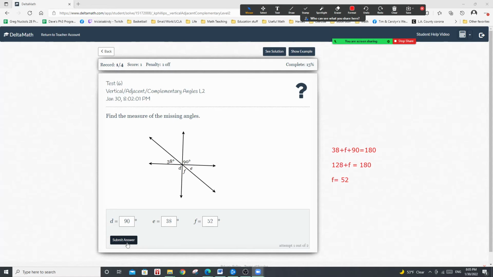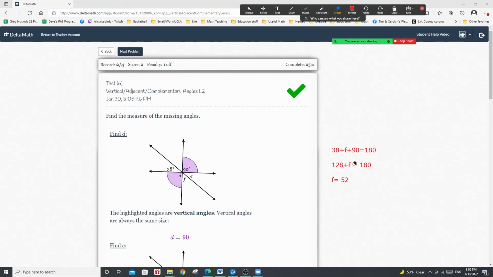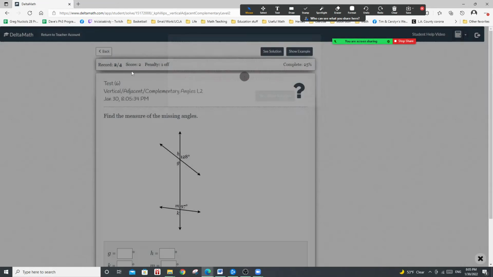All right, let's see. So the key to this problem, I'd say, is recognizing vertical angles. If you can do that, you're in good shape. This is just two sets of linear pairs. I'm not going to go over this one. I'm just going to show you. Here's one set of linear pairs and vertical angles. Here's another set of linear pairs and vertical angles. So it's just doing part one twice, basically. I'm going to skip it.